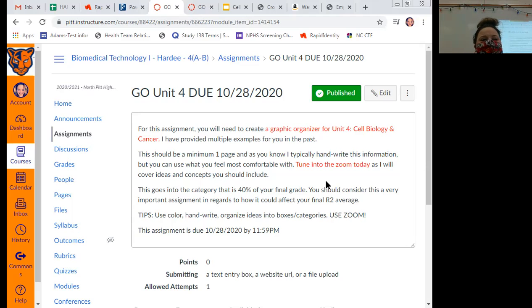Okay. R2 ends next week, okay? That means that this 6 weeks ends next week. So if you are doing makeup work, if you're concerned about your grade, if you need to speak with me, you need to do so as soon as possible, okay? Tips for making your graphic organizer is to use color, to handwrite it, and to organize your ideas into boxes and categories, which is what I like to do. Use this Zoom, okay?